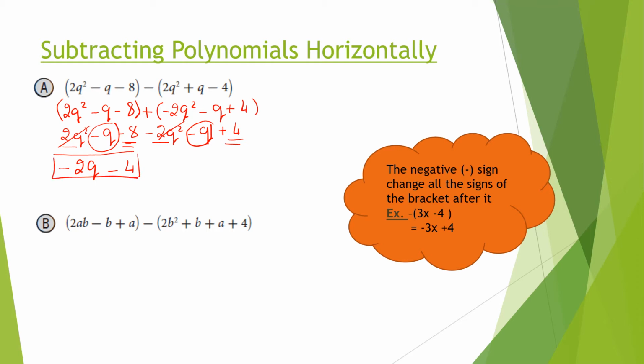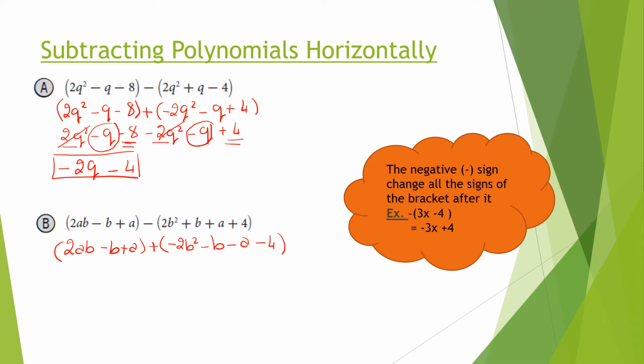The second one here, I'm going to do the same thing. I have to distribute the negative sign. So the first bracket will remain as it is. Then this negative will be positive, and I'm going to change everything inside. So it will be negative 2b squared, negative b, negative a, and negative 4.